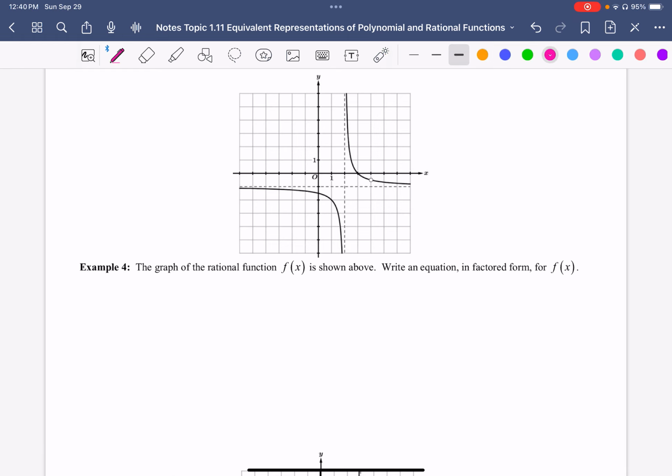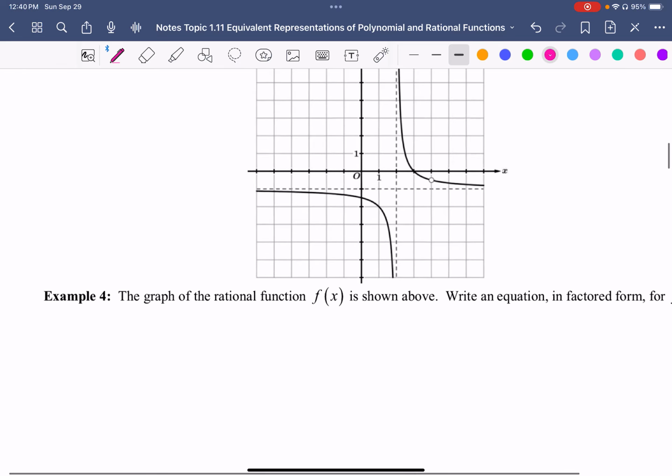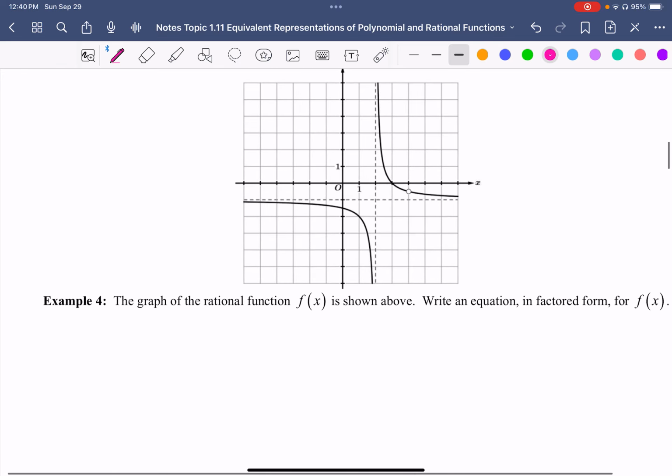Okay, now we're going to be working backwards. Instead of them giving us an equation and we make the sketch, they're giving us the graph and we got to make the equation. So the graph of the rational function f of x is shown above. Write an equation in factored form for f of x. Okay, what I'm going to do is locate all of the features that I see that I know go into the equation.